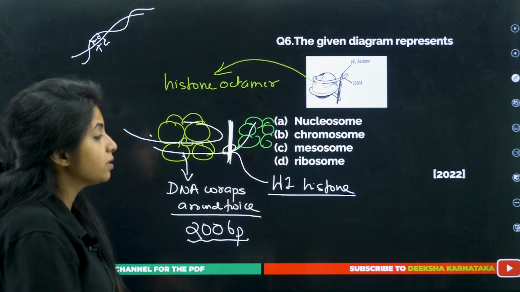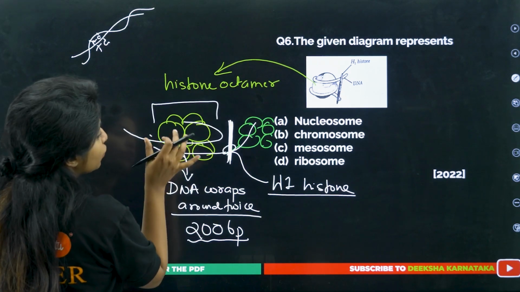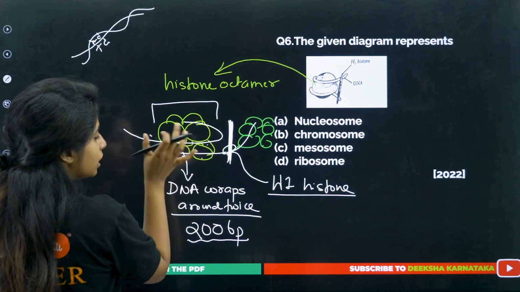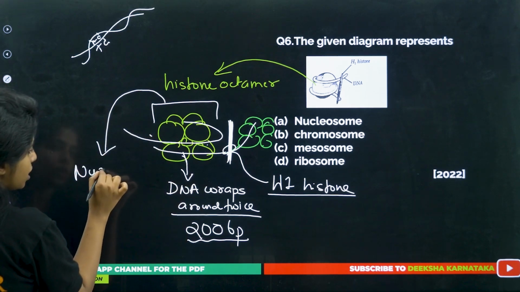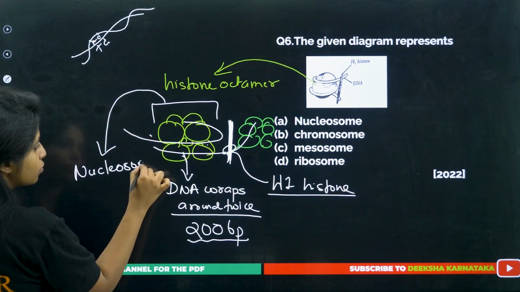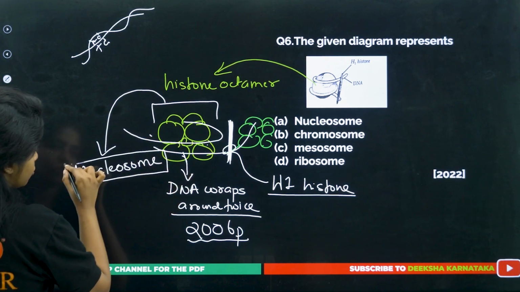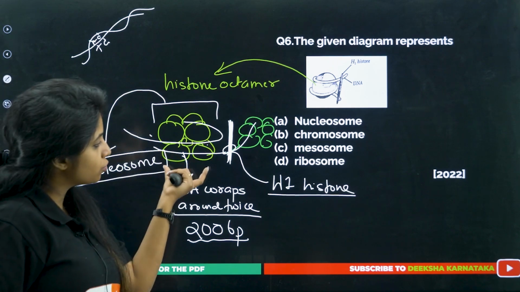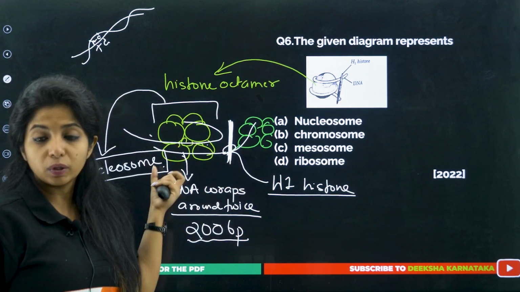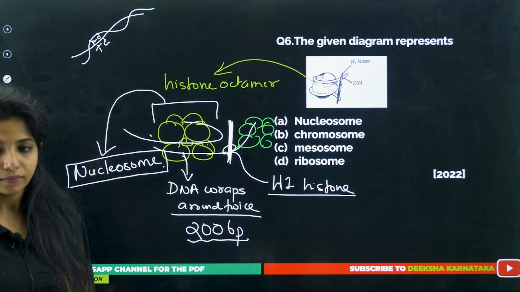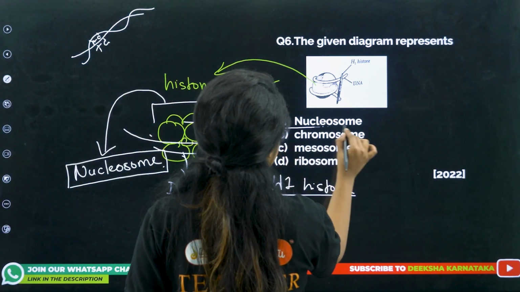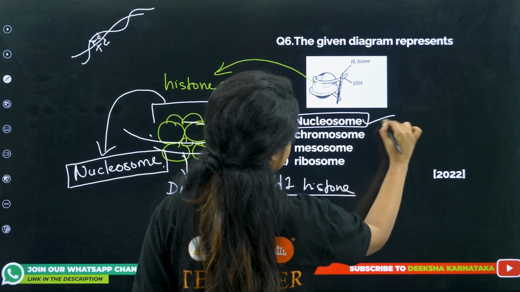So what do you call this structure now, where you have your histone proteins and your DNA wrapped around it? What do you call this structure, children? You call this structure a nucleosome. So this is one nucleosome, this is another nucleosome. In between the two nucleosomes, you will have the H1 histone protein. So this becomes the correct answer.